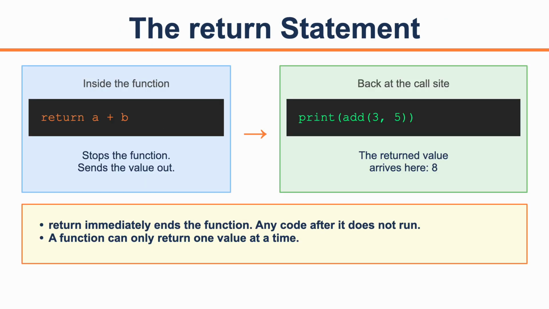The return keyword does 2 things. It sends a value back to the caller, and it immediately stops the function. Any code written after return will never run. A function can only return 1 value at a time.